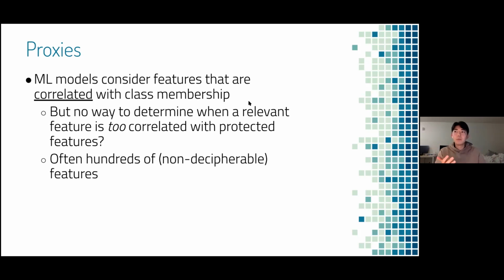So for example, we can have a case in a hiring algorithm. We don't want gender to factor into our hiring system, so we purposefully take that out and withhold it from our model. But let's say we also have the user's internet browsing history.